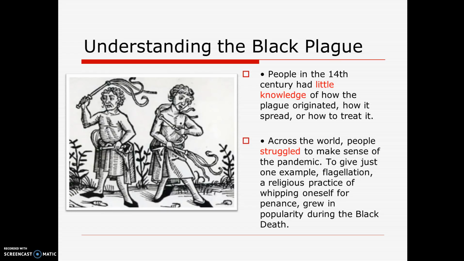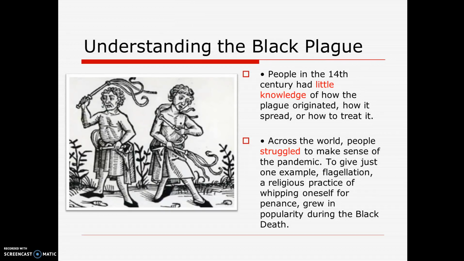Now, understanding the Black Death. People in the 14th century had little knowledge of how the plague originated, how it spread, or how to treat it. That's why when you guys first started looking at primary sources last week, I had you think about, why don't we have a cure for cancer? Well, a lot of you answered the way I was kind of getting at: back then, they didn't know. Just like you answered with your warm-up about cancer, we don't know enough right now on how to cure it, what to do exactly. Some methods are working, some aren't, but we're trying.